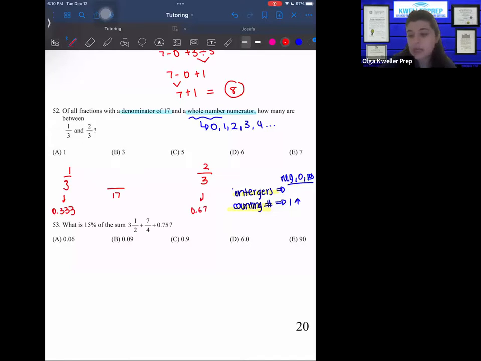But I think in this case, the fastest way to do it is to make them all common denominator. So what do I need to make common denominator? I need to figure out 3 and 17, the common denominator between them. So 17 is a prime number, right?